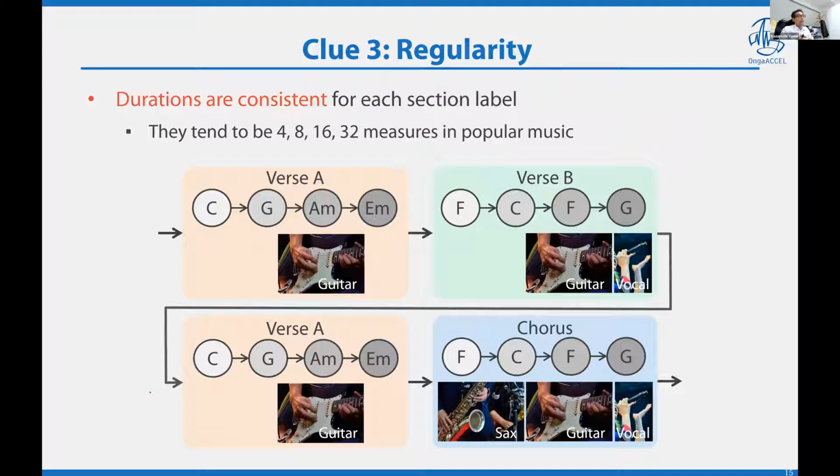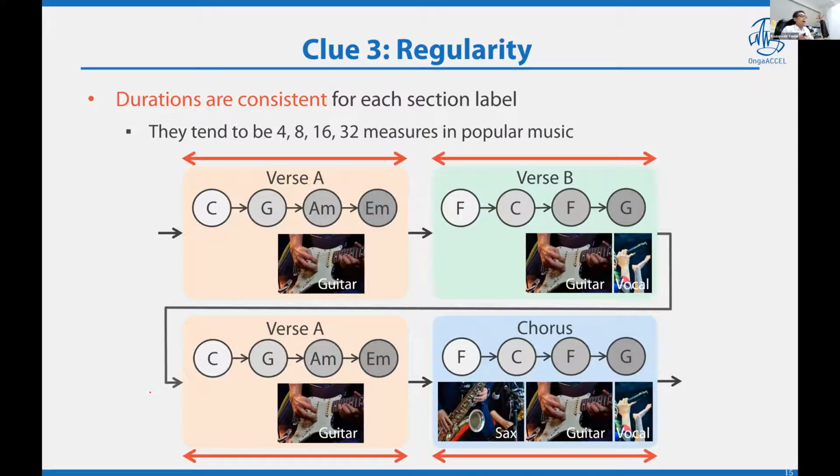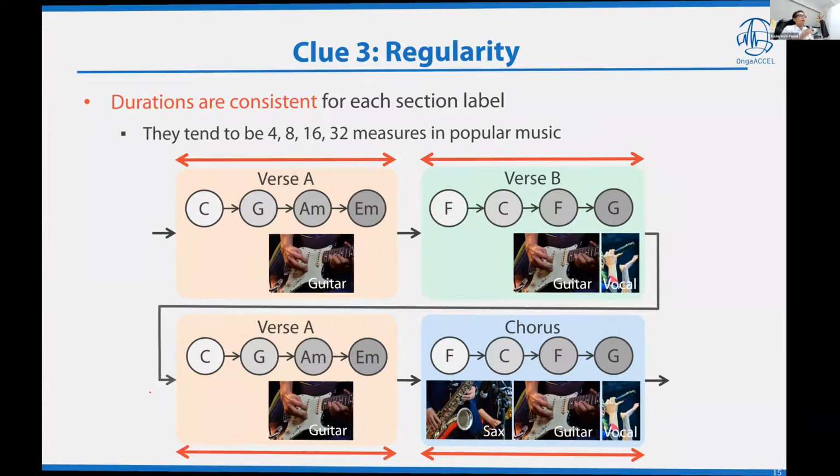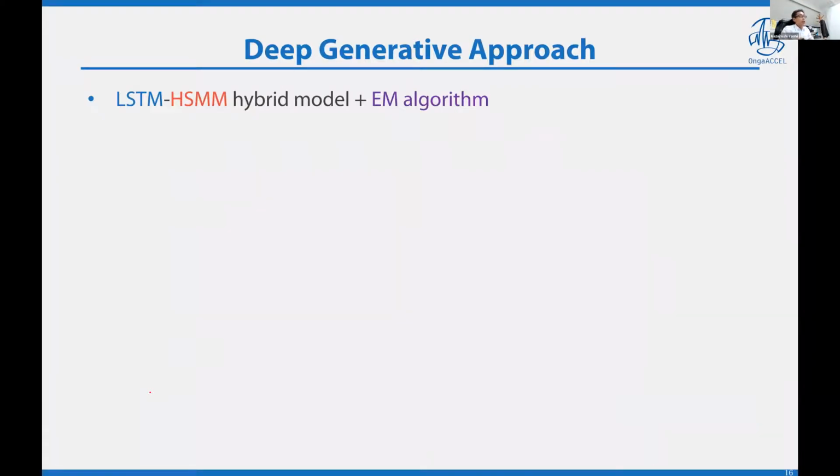Okay, the third clue is regularity. So the durations of sections are consistent for each section level. For example, basically, the section durations tend to be 4, 8, 16, 32 measures in typical popular music. And also the durations of sections having the same section level should be consistent. Okay, so we aim to combine these three clues into a unified probabilistic model.